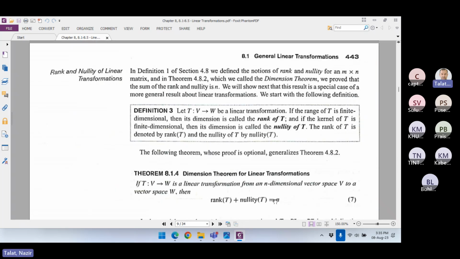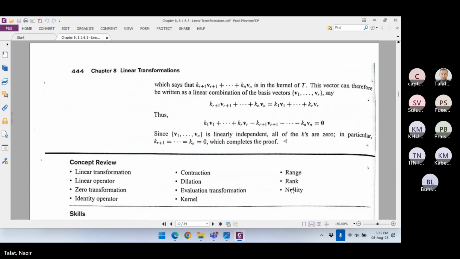So n is basically the dimension of the vector space V. So it must be equal to 7 in that case. Okay, thank you so much, sir.